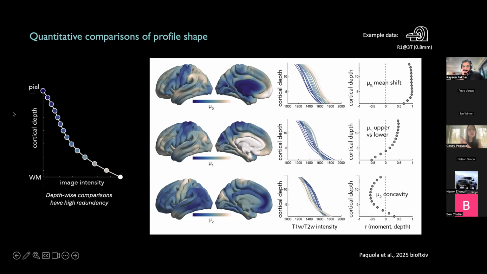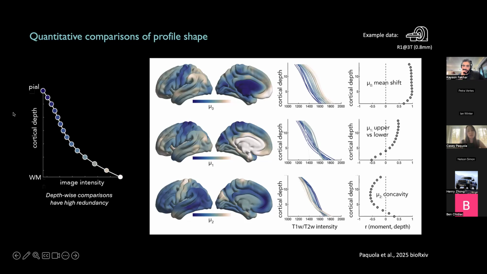So the 0th one is unrelated to the shape of the profile. It's just the mean shift. It's actually just the average of the cortical profile. The first moment is the center of gravity, so it's the balance between the upper and lower layers. And the second is the concavity. So it tends to be whether you have a flat profile or a bendy one.